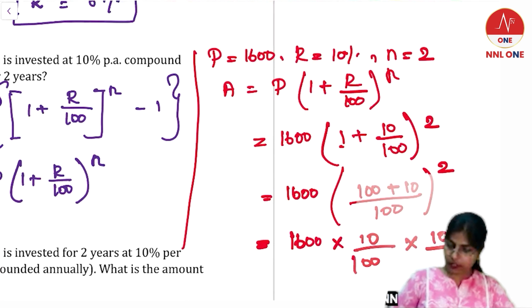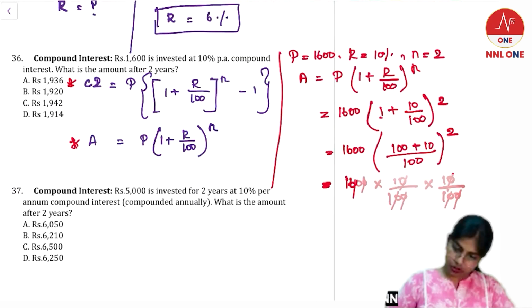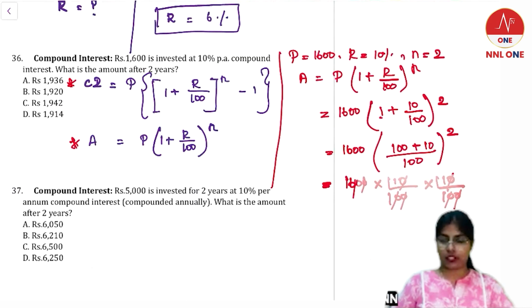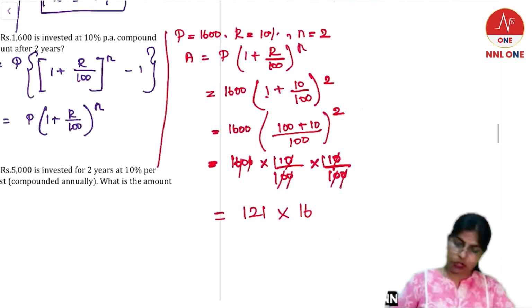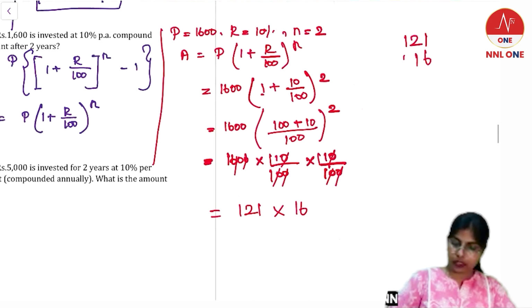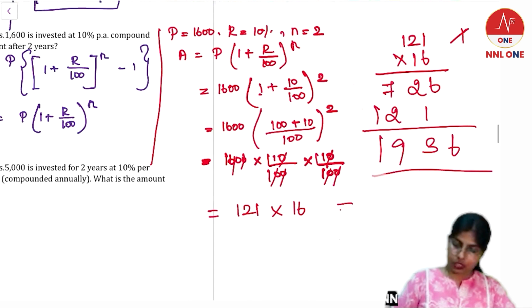Into 110 by 100. Fine. Check if you can cancel anything. Yes, you can cancel. Sorry, it is 110 by 100, right? So 11 into 11 is 121 into 16. What is 121 into 16? 6 into 1 is 6. 6 into 2 is 12. Remainder 1. 6 into 1 is 6, 7. 1 into 1, 1 into 2 and 1 into 1. 6, 3, 7 plus 2 is 9. 1936. So the answer is 1936.